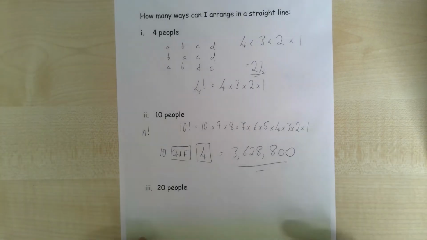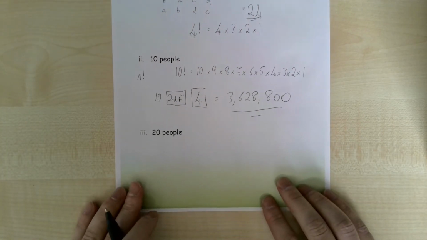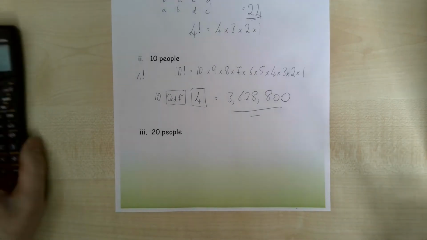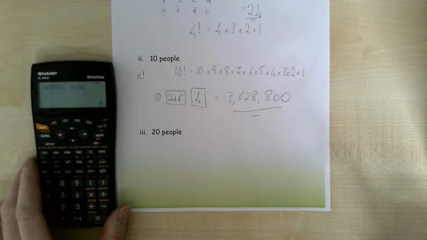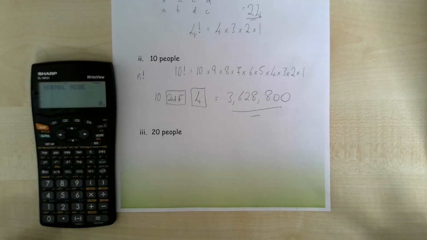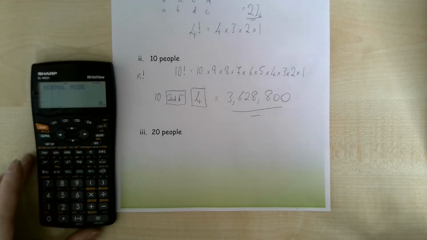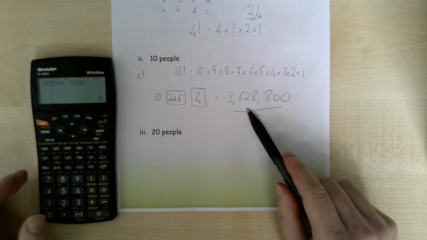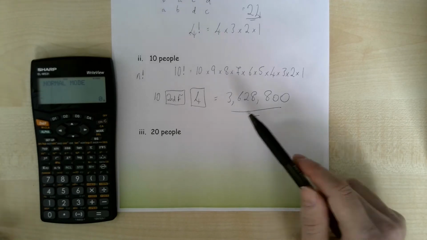So let's see what happens with 20 people, and you can have a go at a few on yourself. So again, obviously this is bigger again, so it's going to be a lot bigger than that 3 million. What I would say is it's probably going to go into the billions, maybe the trillions, maybe even more, because this time we're going to multiply this by 11, by 12, by 13, all the way up to 20.